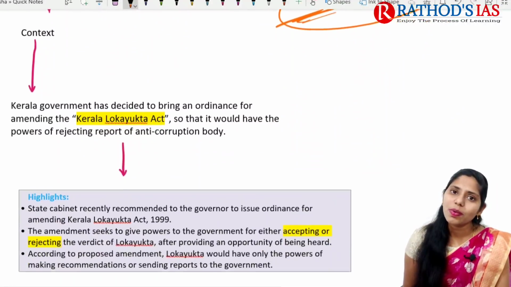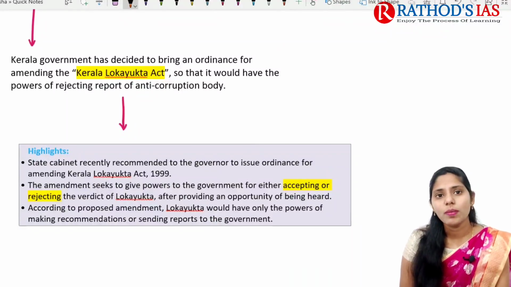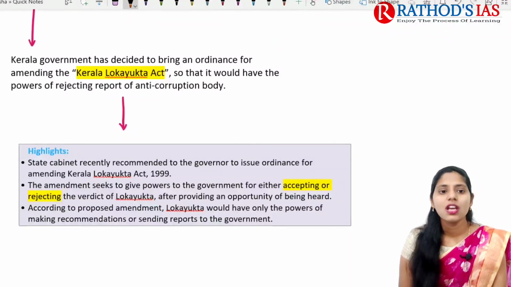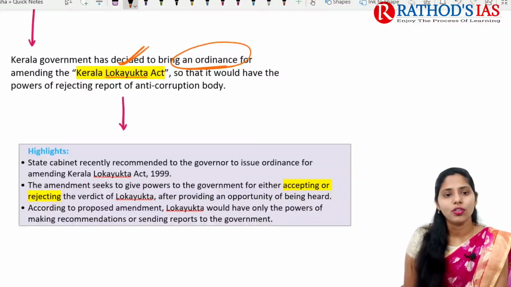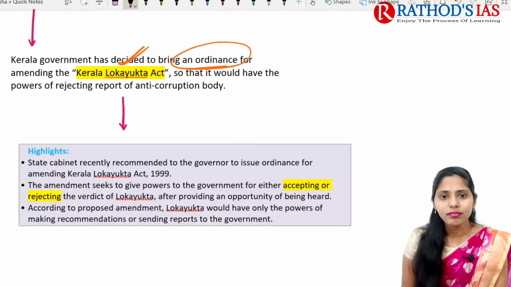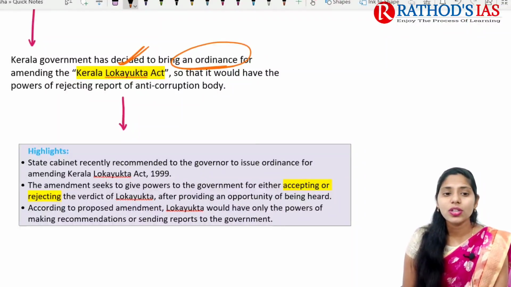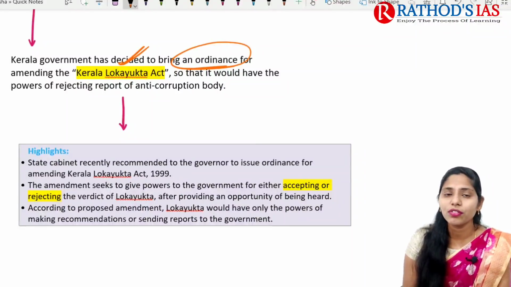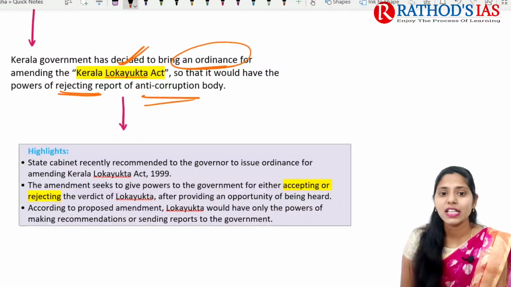If you go into this topic, what is the context? The context mainly says that the government decided to bring an ordinance for amending Kerala's Lokayuktas Act. It wants to amend mainly to increase the power of the government over the Lokayuktas. Whenever they go for the ordinance, the government will have the power of rejecting the report of this anti-corruption body.